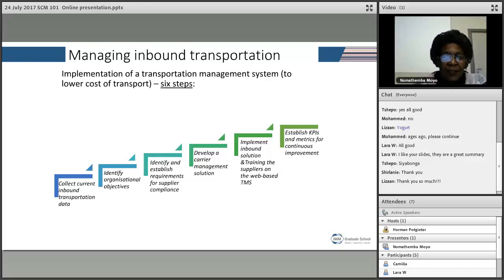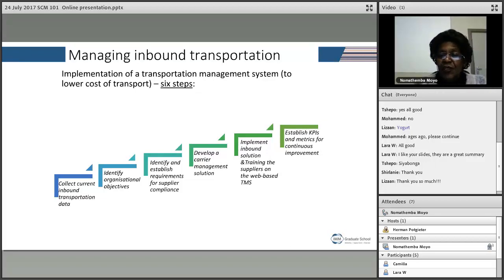Managing inbound logistics. We have 6 steps here. Collect current inbound transportation data. Identify organizational objectives. Identify and establish requirements for supplier compliance. Develop a carrier management solution.